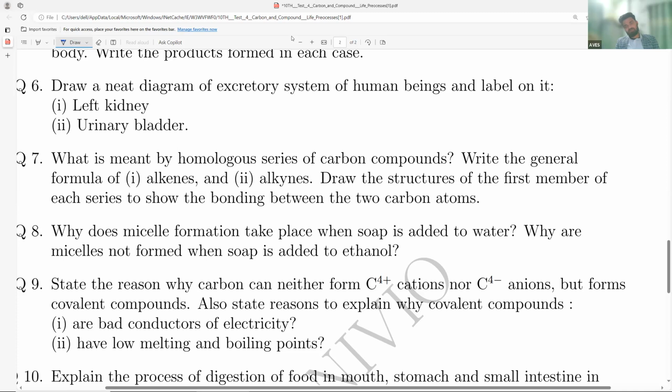In ethanol, the soaps are not able to dissolve. Why is it not able to dissolve? Yes, you gave a good answer, but why does it not dissolve in ethanol?